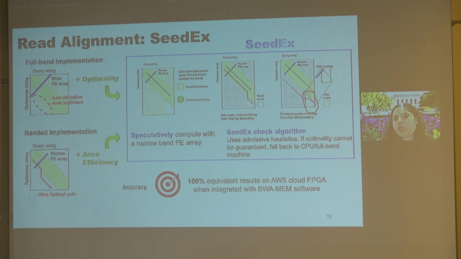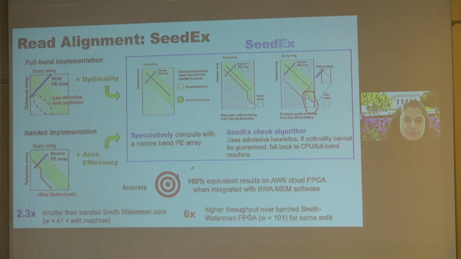A tiny edit machine score would compute this box, and if the scores here are not exceeding this box, then we are fine. So with this method, we ensured that we have 100% bit equivalent results with the software, BWA-MEM software. And we could detect when we were successful, and in a very few cases where we were not successful, even with all these edit score checks, we would throw that back to the host to run that alignment in the software. So that's how we managed to get 100% equivalent results.